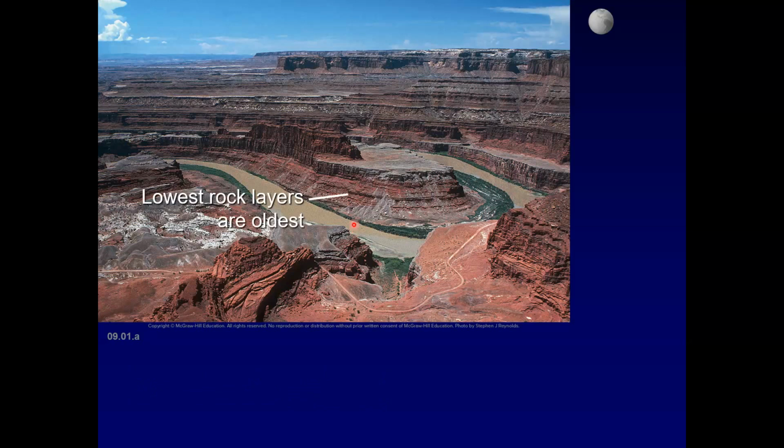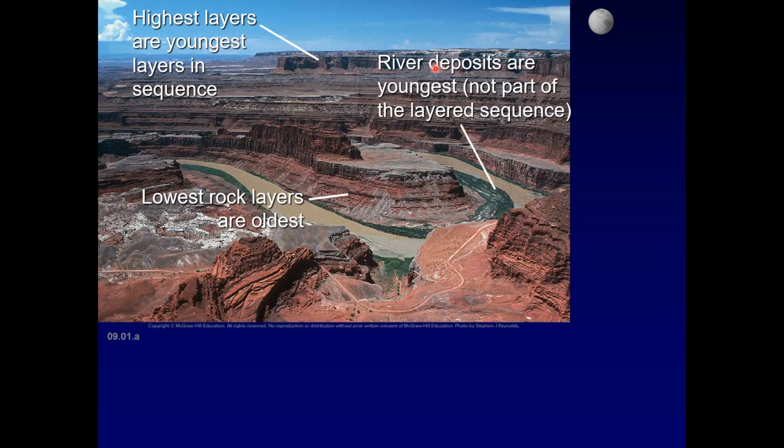Well, the lowest rock layers are the oldest. They were deposited first. And the highest rock layers are the youngest layers in that rock sequence. But there's something else that happened. With the development of this river, we have new river deposits that the river carries and deposits on a point bar right there. They're not part of the layered rock sequence. They're the absolute youngest sediments. Maybe they're not even lithified yet.